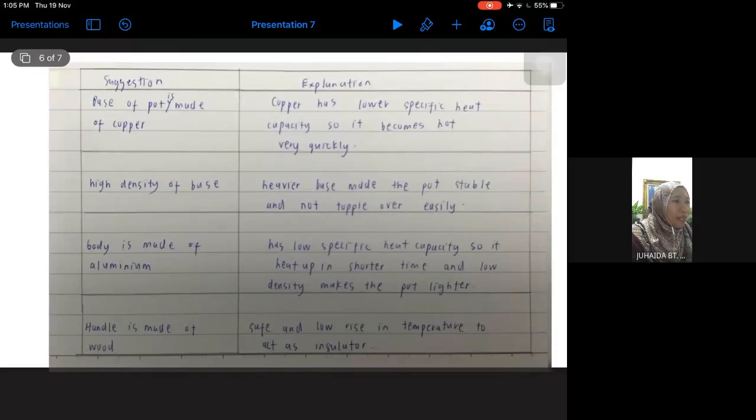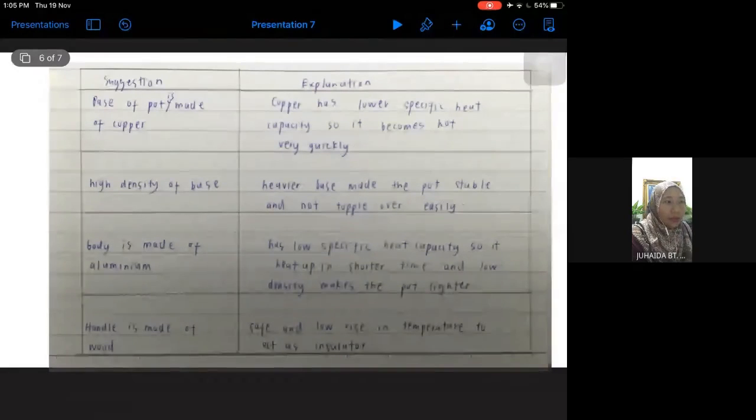So kalau you jawab base of pot made of copper, lepas tu body is made of aluminium, you tak akan dapat 2 markah kat situ. You hanya dapat 1 saja. Okay, so walaupun you bagi 2 point, you dapat 1 aja. Faham? Okay, so now we are talking about the material for making the handle of the pot. Okay, so handle of the pot is made of wood. Okay, yang ini boleh, atau handle is made of high specific heat capacity material.